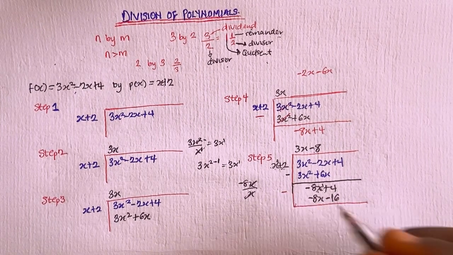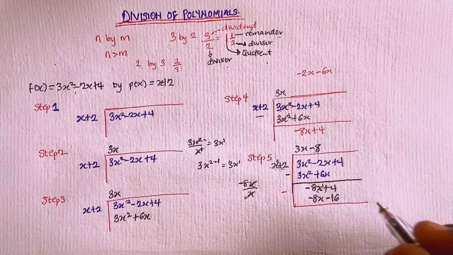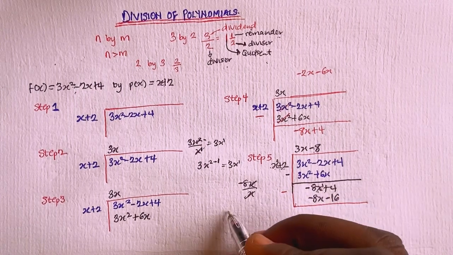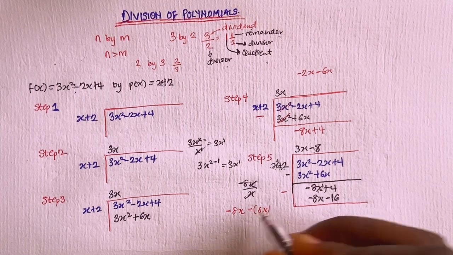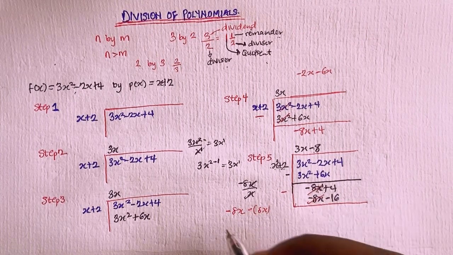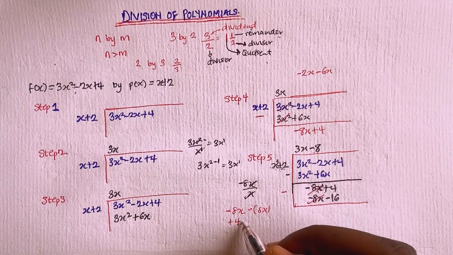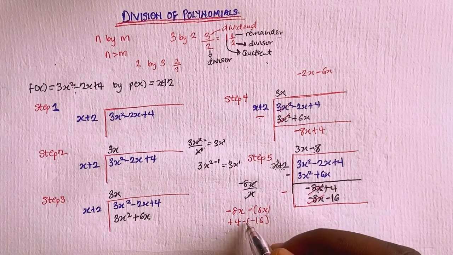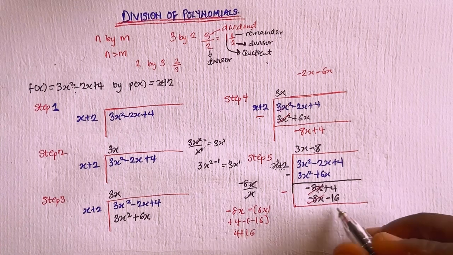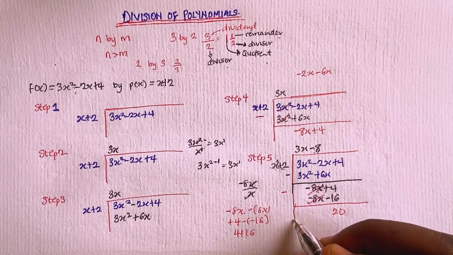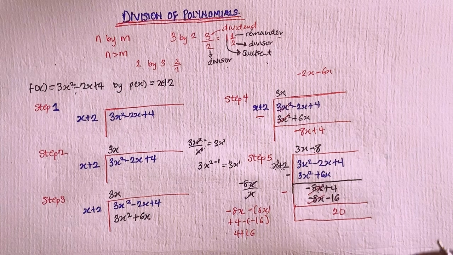Let's subtract here. Subtracting, we have minus 8x minus into bracket minus 8x, this will cancel out. Then here we have plus 4 minus into bracket minus 16. That will actually be plus, so 4 plus 16. This is actually 20.